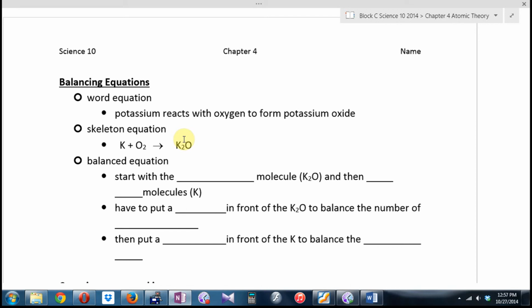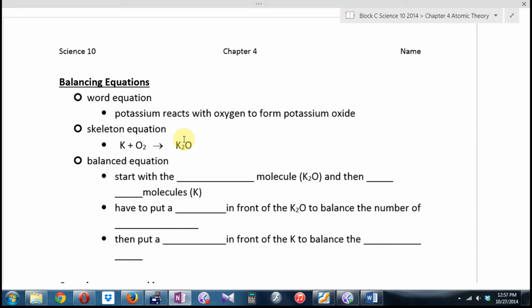Balancing equations. So we have 3 main ways that we can write an equation, a chemical reaction. The first is the word equation. Potassium reacts with oxygen to form potassium oxide. I hate the word equation. Too much writing. Too confusing.